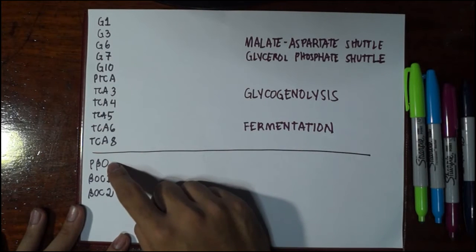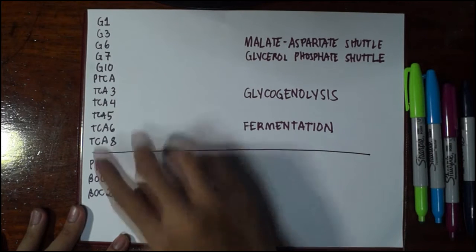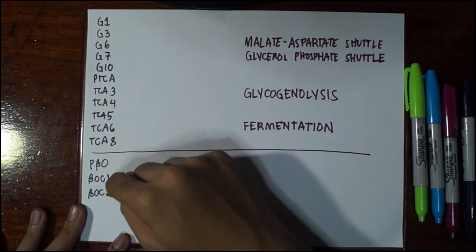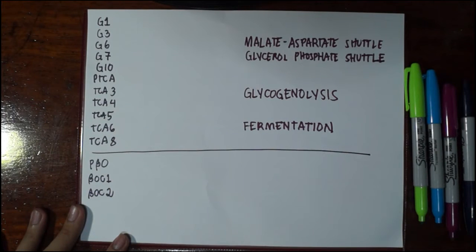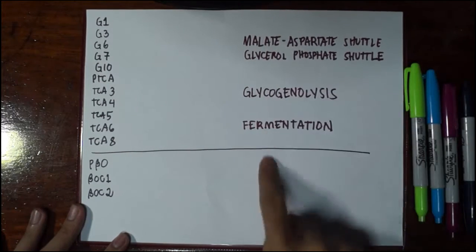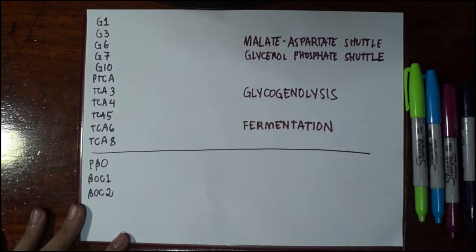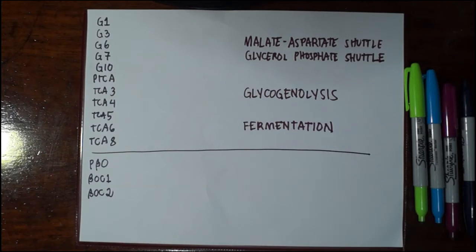PBO stands for the pre-beta oxidation phase, the one wherein the fatty acyl-CoA goes inside the mitochondrion. BOC means beta oxidation cycle 1 and beta oxidation cycle 2. And we will discuss these terms here because they have something to do with the ATPs being produced along the way. So let's take a review. Let's go first with glycolysis.